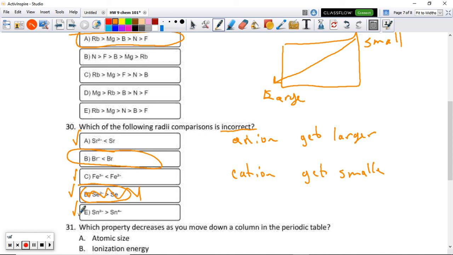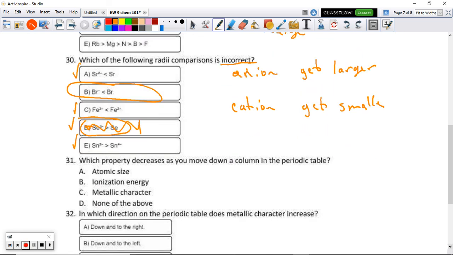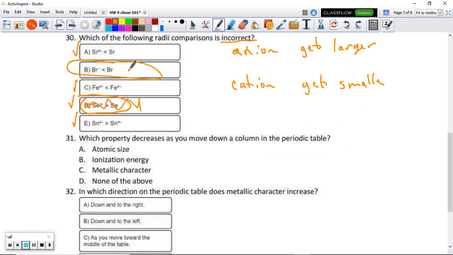All right. So to do this one correctly, the sign should be bromine is greater than Br. All right.